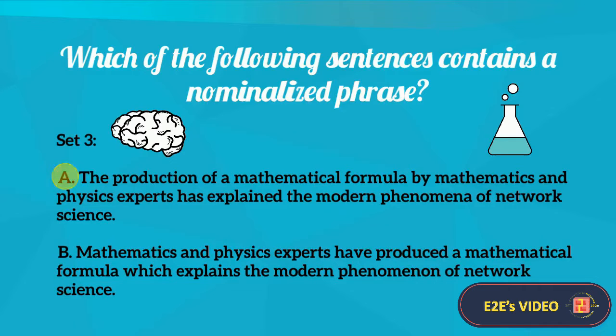The answer is A. The nominalized phrase is "the production of a mathematical formula." Okay, that is the end of the first part on nominalization.